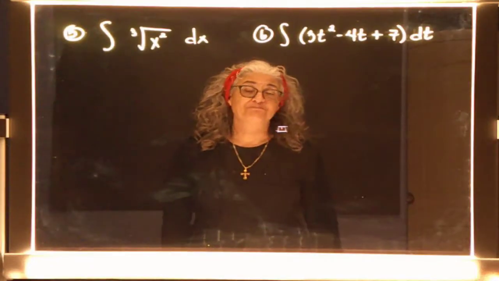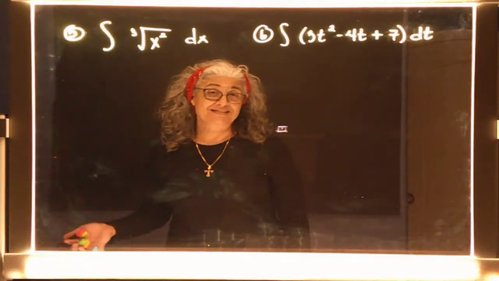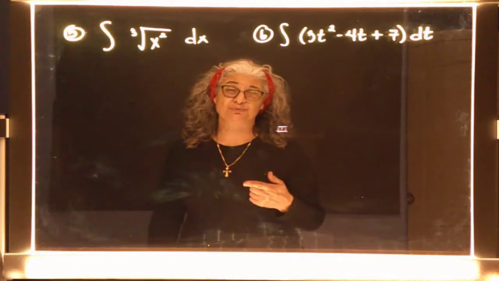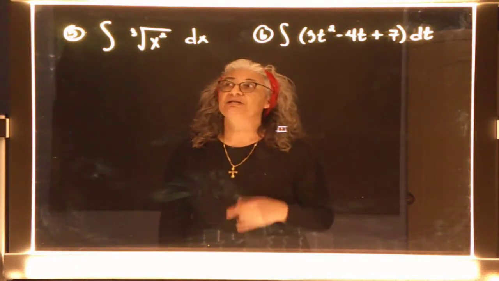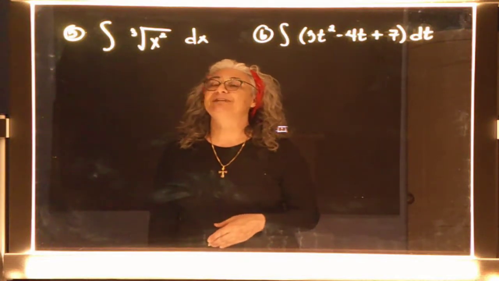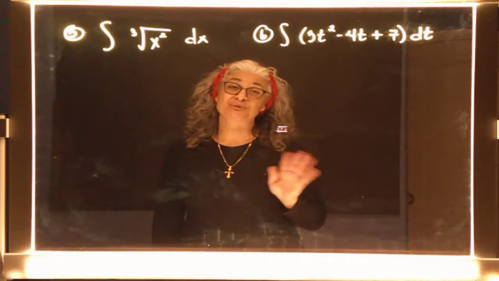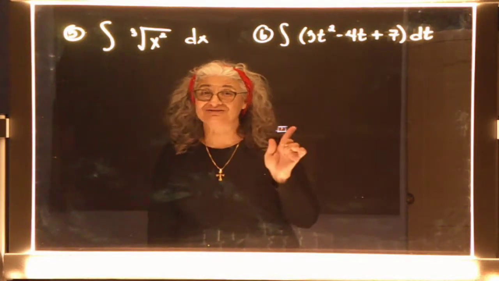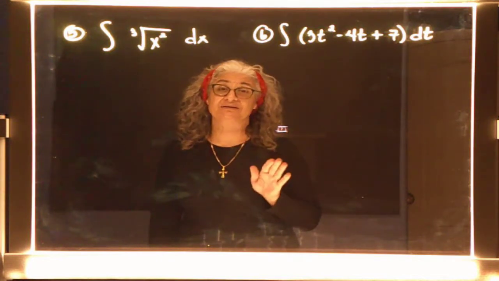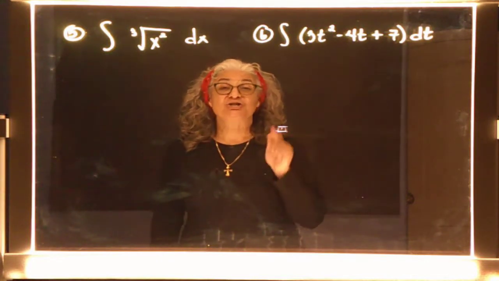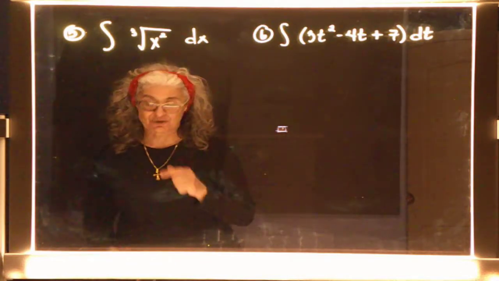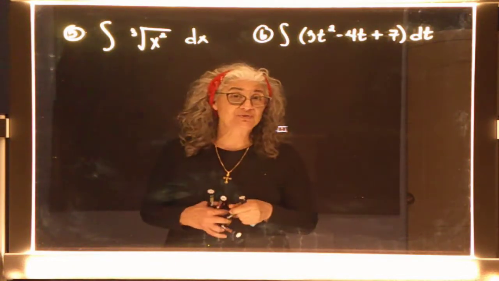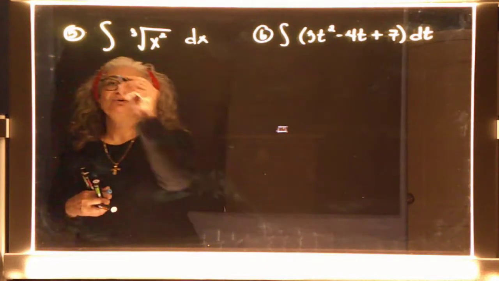Problem 5 is back. It's asking me to take the antiderivative of the cubed root of x squared with respect to x. Now, none of our rules deal with a radical. I don't care what the radical is, it doesn't deal with a radical. So I need to think of a way to rewrite this problem without a radical. If I can do that, it's going to make my life a whole lot easier.